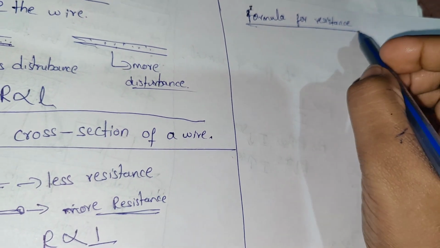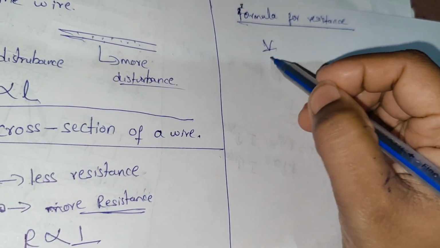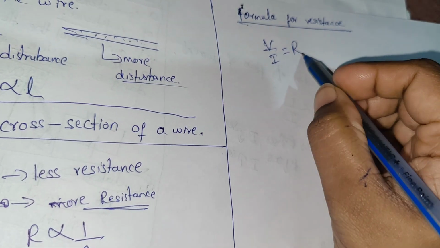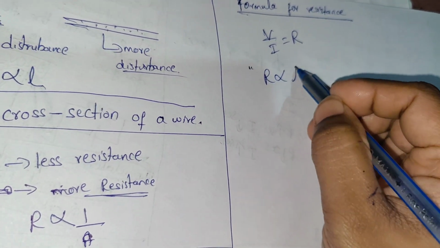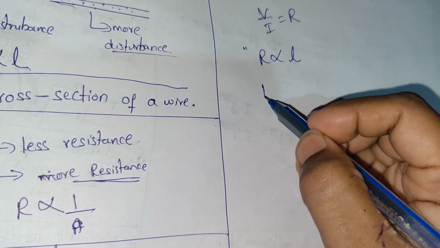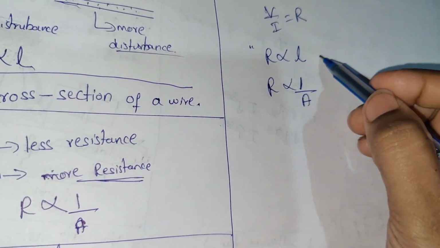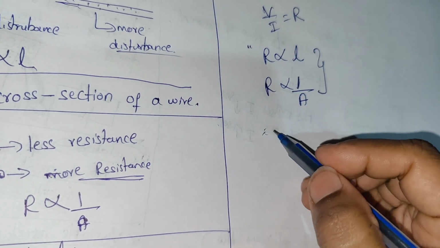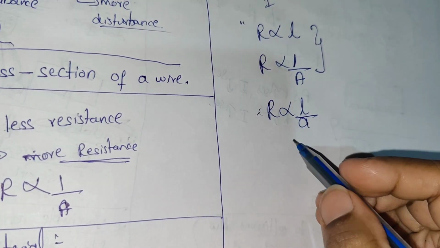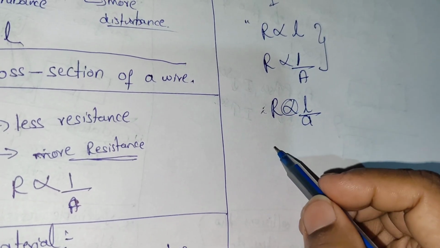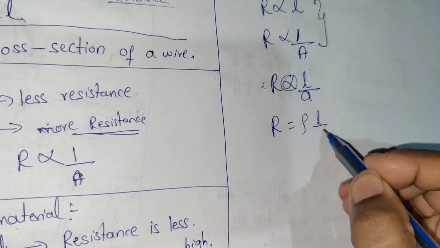Formula for resistance. From Ohm's law we know that V by I is equal to R. From the first factor, R is directly proportional to L. From the second factor, R is inversely proportional to area of cross section. We can write it both like this, no? R is directly proportional to L by A. Now removing the proportionality constant, R is equal to rho L by A.